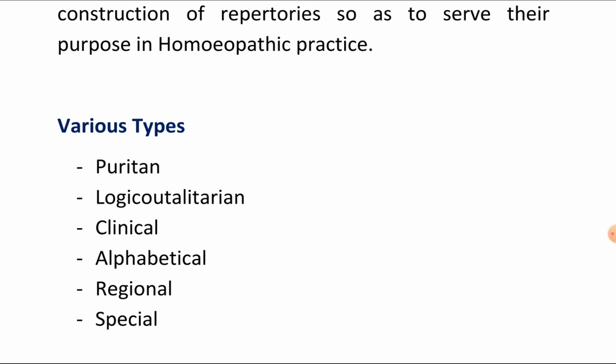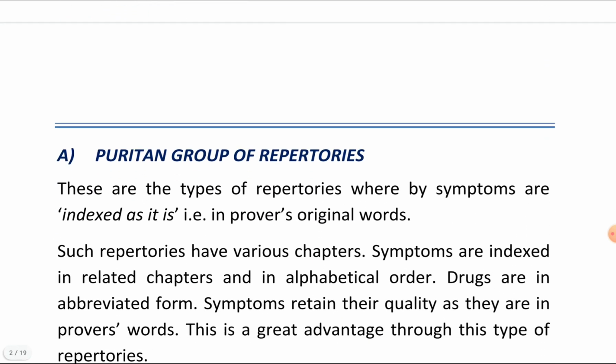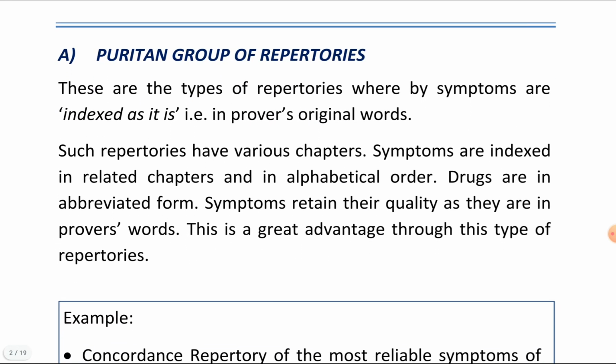So the various types of repertories include Puritan repertory, logico-utilitarian repertory, clinical repertory, alphabetical, regional, and special. The first one, the Puritan group of repertories. As the word itself says, these are the types of repertories whereby symptoms are indexed as they are, that is, in the prover's original words. Such repertories have various chapters. Symptoms are indexed in related chapters and in alphabetical order.